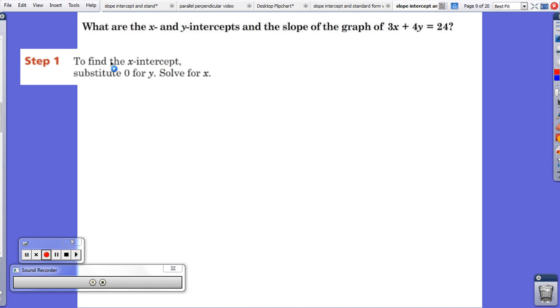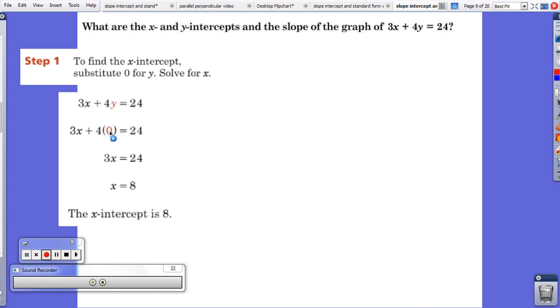Okay, step 1. To find the x-intercept, you have to substitute 0 for y, and then you solve for x. So you're going to put 0 in here for y. What happens when you put 0 in here for y? 0 times 4 is 0. So then it just becomes 3x is equal to 24. We divide by 3. X is 8. So the x-intercept is 8.